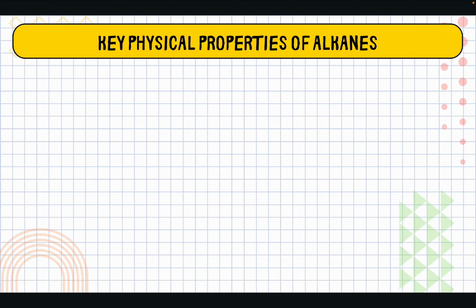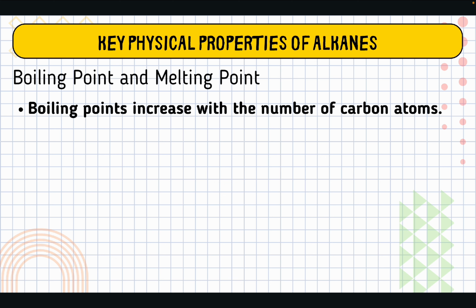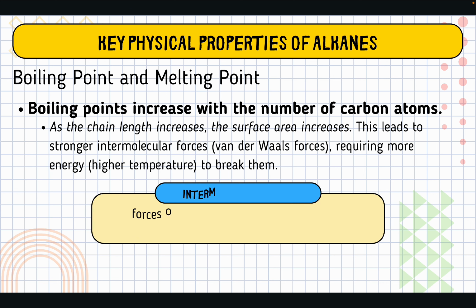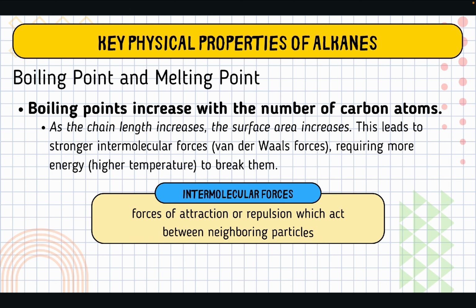Now that we know how to name and draw alkanes, let's talk about the physical properties of alkanes. Let's start with the boiling point and the melting point. Now you have to remember that boiling points and melting points of alkanes increase with the number of carbon atoms. This is due to the increase in surface area. The increase in surface area leads to stronger intermolecular forces, particularly the van der Waals forces. So this would require a higher temperature to break the bonds.